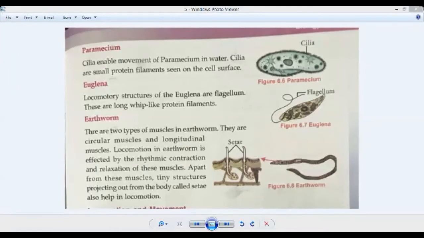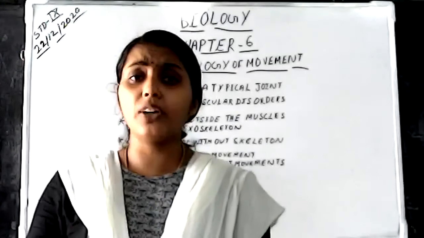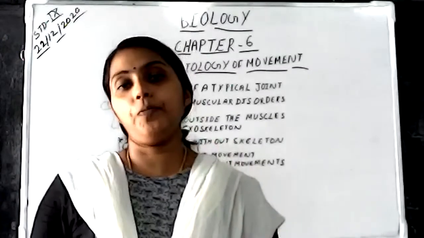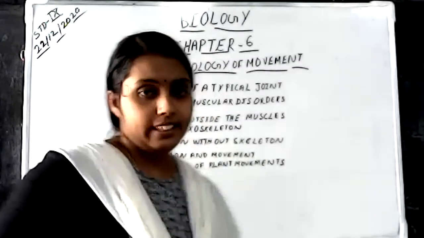Apart from these muscles, there are tiny structures projecting out from the body called setae. You can see in the picture, setae also help in locomotion. So in the earthworm, what all things are helping? Two kinds of muscles and a locomotory structure called setae also help in the locomotion. Okay, that's about the organism without a skeleton and the movement in organisms without a skeleton.